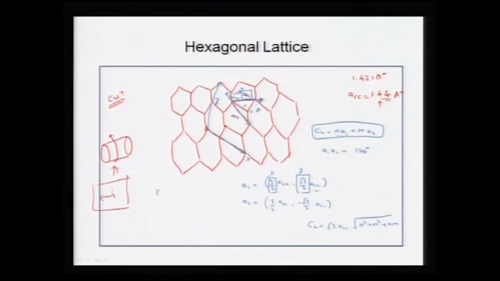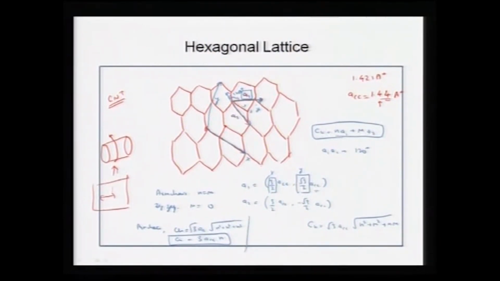Let me say that for armchair we have n equal to m, and for zigzag m is equal to 0. For armchair, my chiral vector becomes, when n equals m, root 3 ACC times the square root of n square plus n square plus n square, that becomes root 3 again. So, root 3 n square, I get 3 ACC n. So, that is what my chiral vector is for armchair: 3 times n multiplied by ACC.